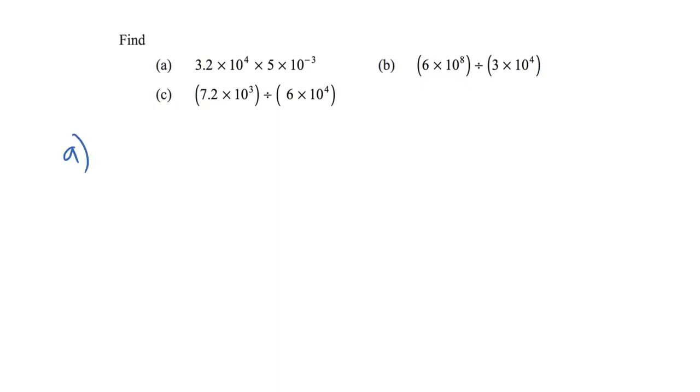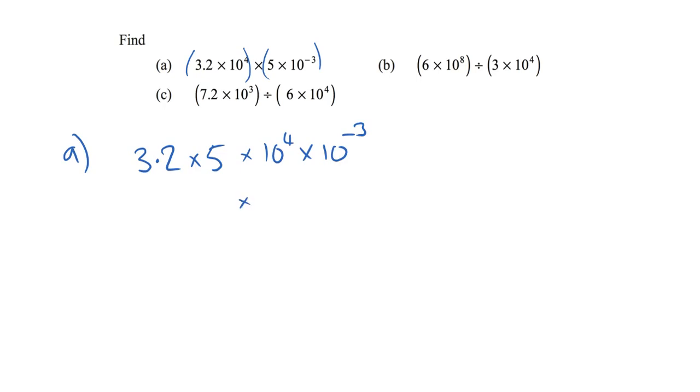Let's do a multiplication first. So let's take a look at A. I have two numbers, I'll put them in brackets, in standard form multiplying together. Now, if we're multiplying, the order doesn't really matter to us. So we could write this as 3.2 times 5 times 10 to the 4 times 10 to the minus 3. This is absolutely the same thing.